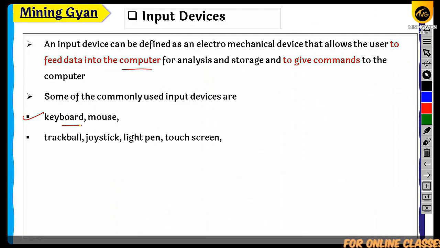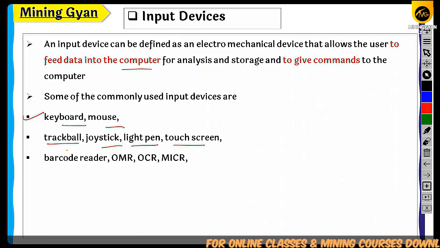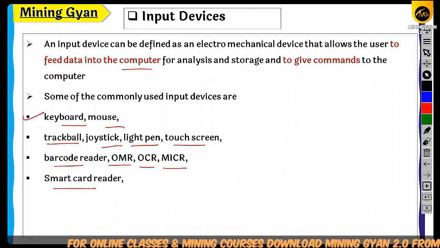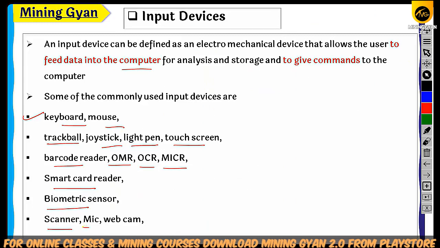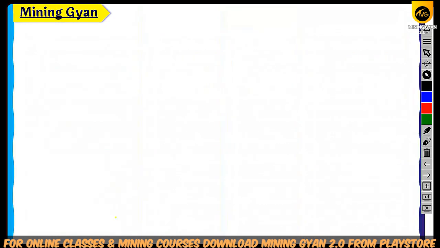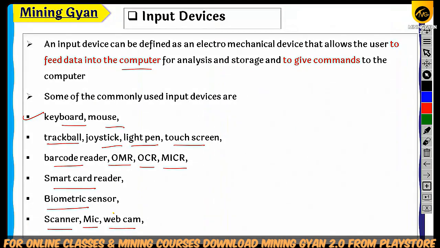The keyboard, mouse, trackball, joystick, light pen, touch screen, then barcode reader, OMR, OCR reader, MICR reader, smart card reader, biometric sensor, scanner, mic, webcam. These are all the most important input devices, the hardware of the computer, or the input devices section of the computer.